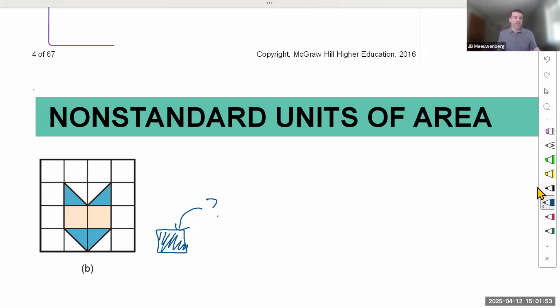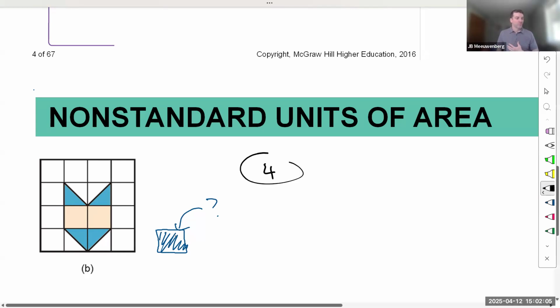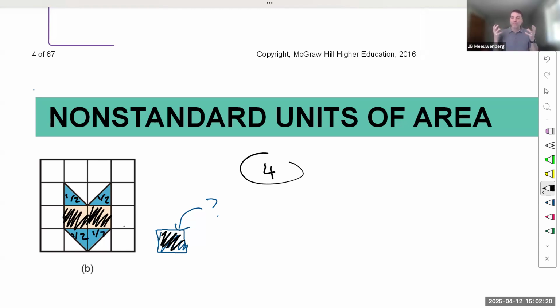When we ask that question, a lot of times young children will misinterpret it. The correct answer is 4. One of these covers this one, a second one covers this one, but then we have these halves. Here's a half, here's another half, a half, and another half. We don't have to measure in full units. So 1, 2, these make a third, these make a fourth.